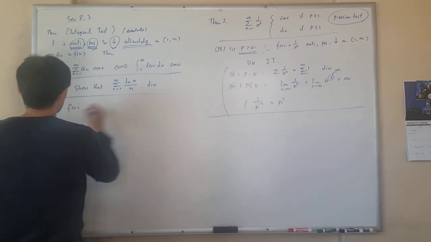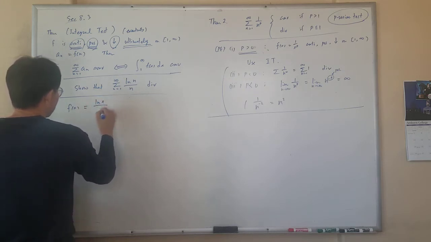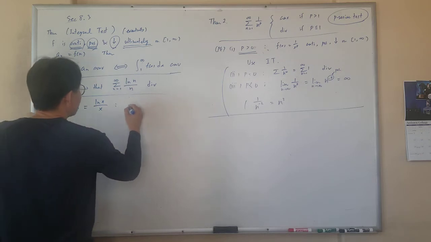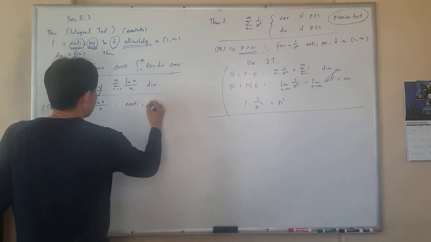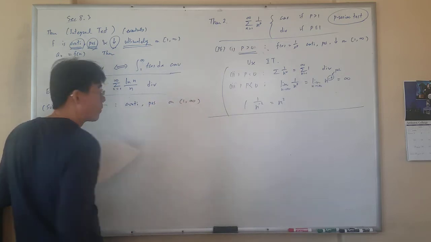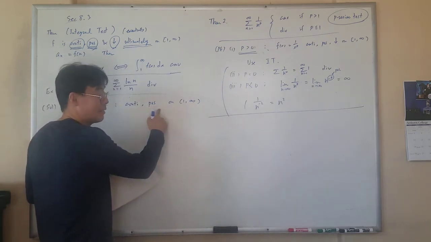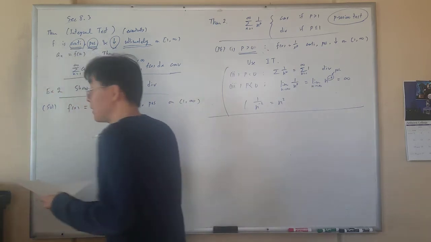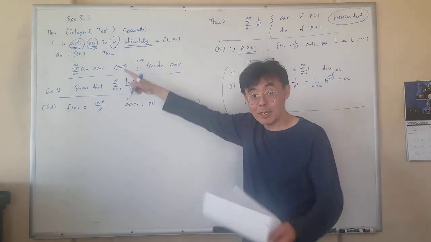We're going to use the integral test using ln of x over x. This one is obviously continuous and positive on this interval from 1 to infinity. Usually positive means non-negative, okay? But what about decreasing, right?